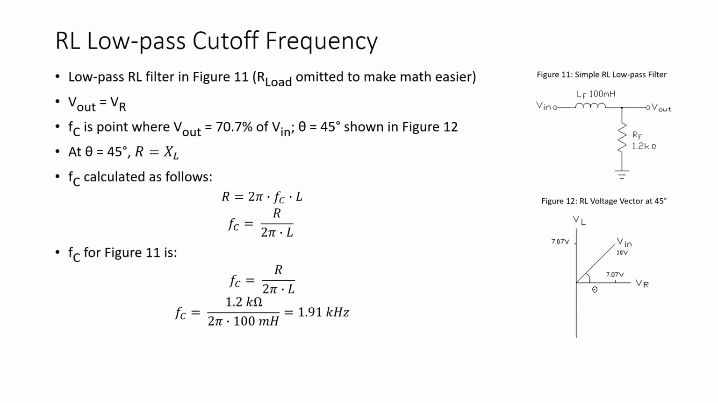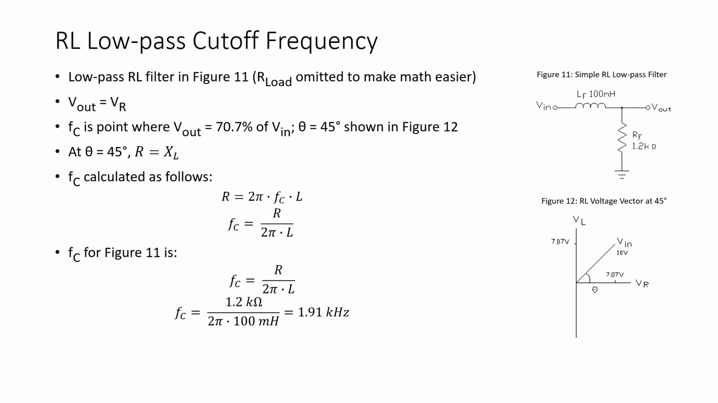Now, figure 11 shows us a simple RL low-pass filter. Again, I've omitted the load resistor to make the analysis simpler. And looking at the filter circuit of figure 11, note that the output voltage is the voltage across the resistor. And the cutoff frequency is the point where the output voltage equals 70.7% of the input, and this occurs when the phase angle of the circuit is 45 degrees, as shown in the vector diagram of figure 12.